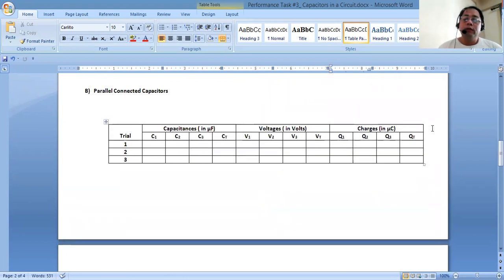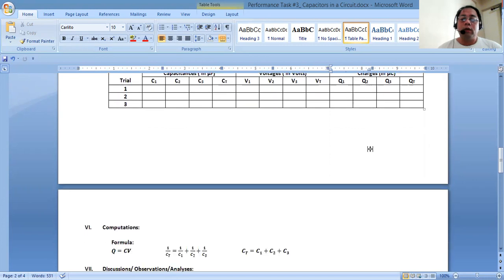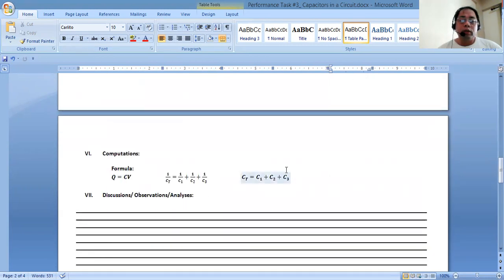Since there are values that you calculate here, they must be shown in our computation portion on number 6. So for total capacitance and for Q values, you must be writing quite a number of things here that you solved and included in your table. So again, that is the portion for computation.